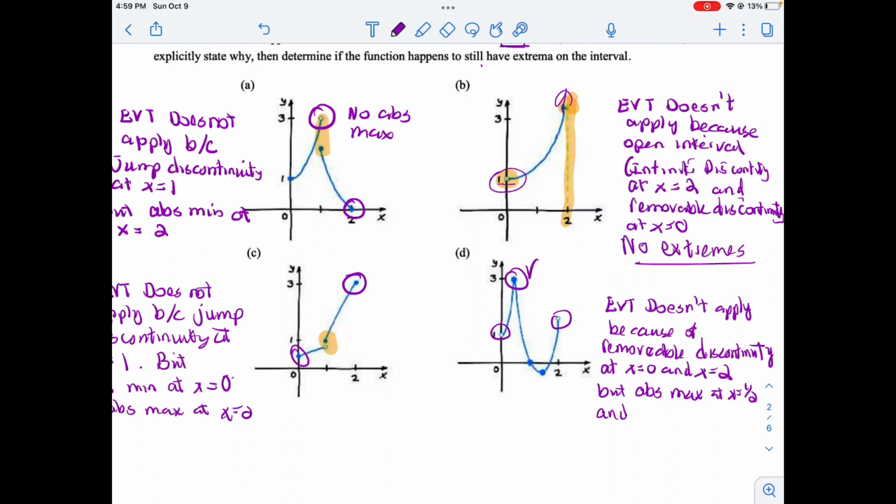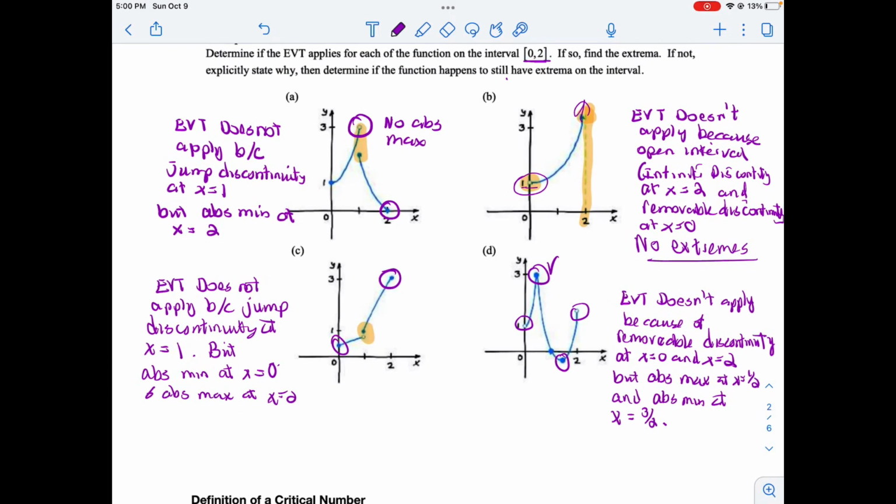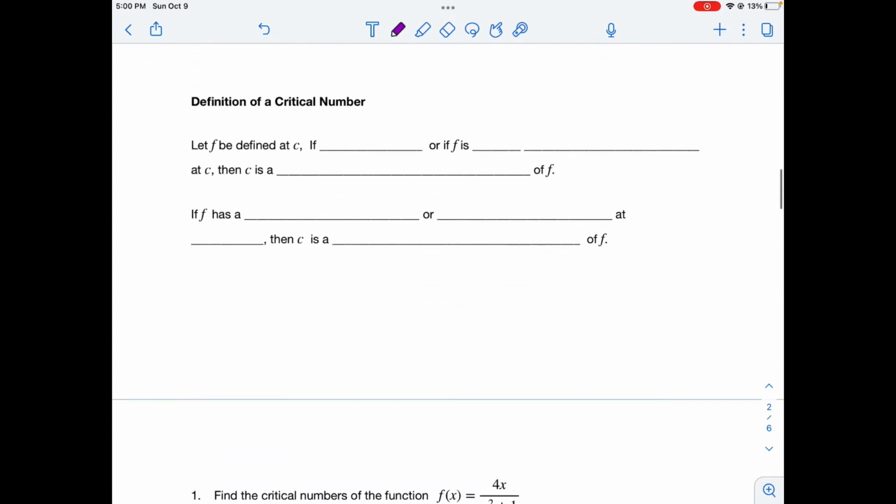So the extreme value theorem only guarantees an absolute maximum and minimum if you have a continuous function on a closed interval, but it doesn't tell you where they are. And it doesn't exclude absolute maximums or minimums of functions that don't meet the extreme value theorem.